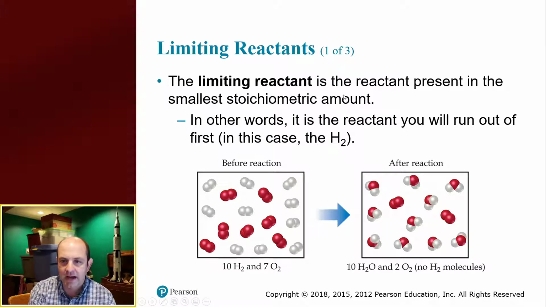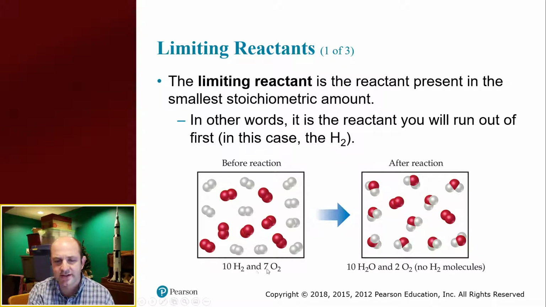So the limiting reactant is the reactant that's in the smallest stoichiometric amount. And that means the one that's going to run out first, the one that's going to be used up first. So here we have 10 molecules of hydrogen pictured. That's the white. And we have 7 molecules of oxygen pictured. Again, we want to practice our particle views. So if you count, the number does matter there. They're trying to show us that.